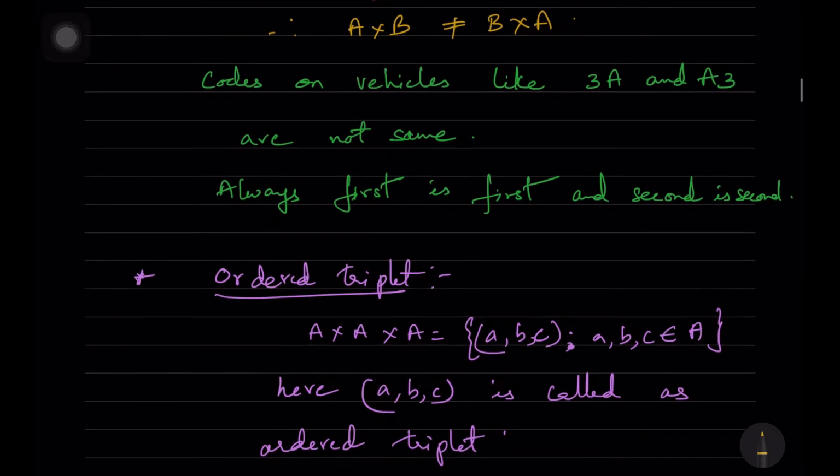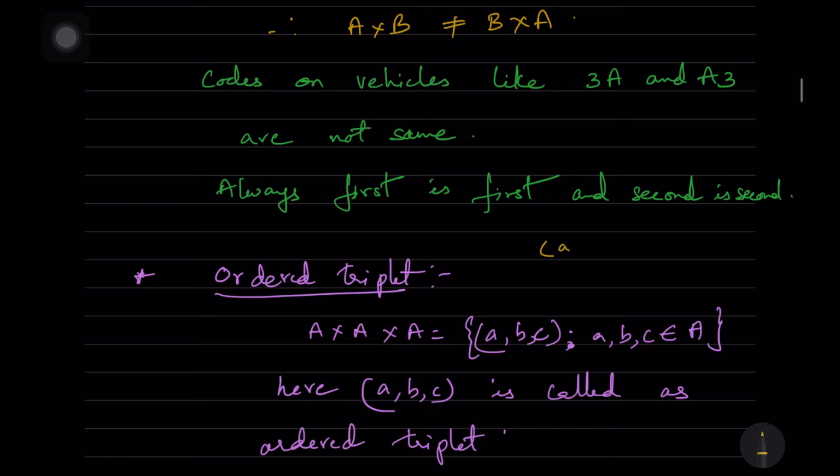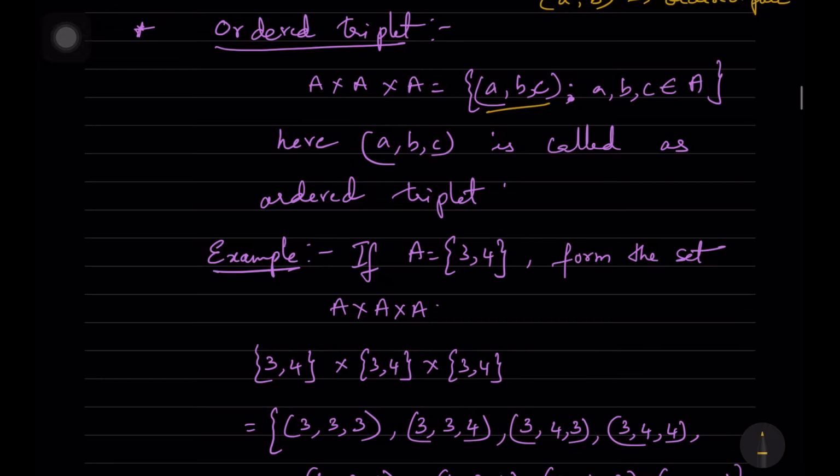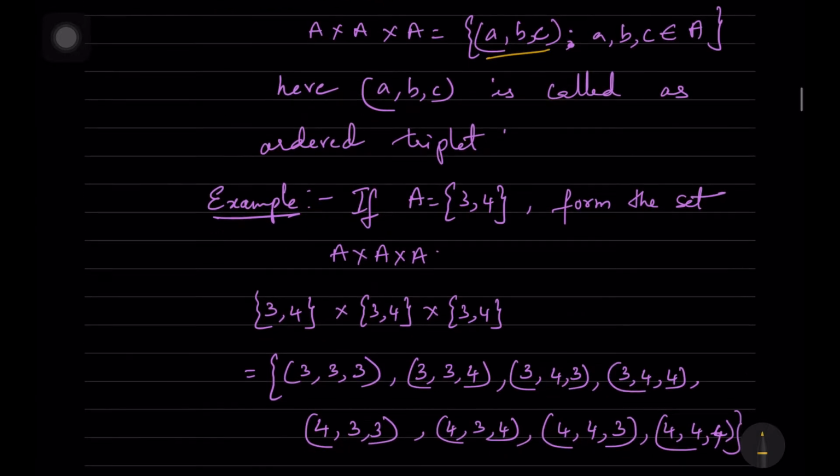So now next, we'll see what is called an ordered triplet. Now A cross A cross A is equal to, in brackets, we are having (a, b, c), where a, b, c belong to A. This is called an ordered triplet. Now this is called an ordered pair. You know that (a, b) is called an ordered pair, isn't it? So an ordered triplet is when you are having it as (a, b, c). Now if we take an example, how do we write this ordered triplet? We'll just see one example of this ordered triplet.